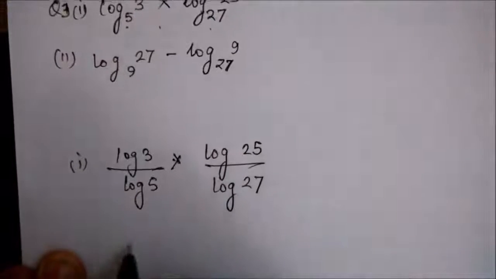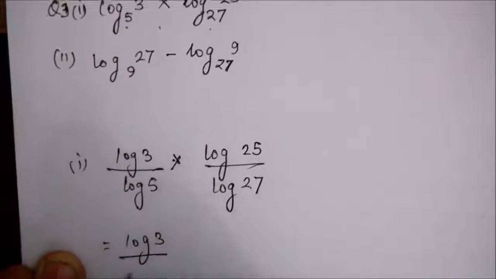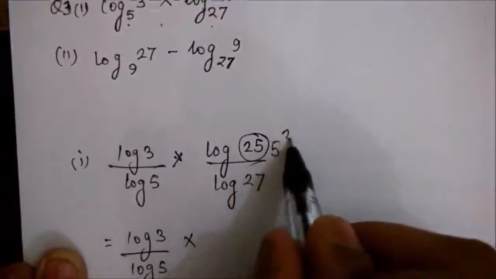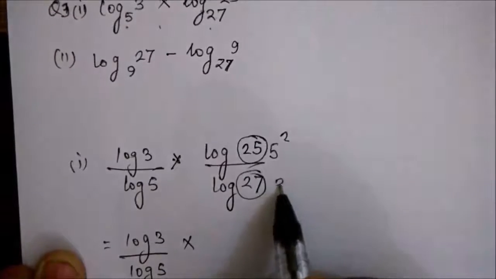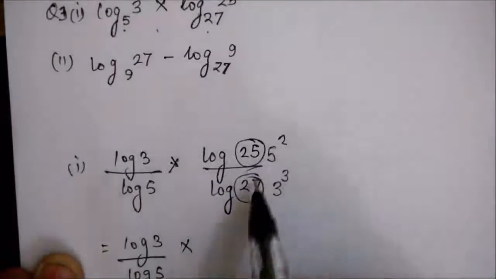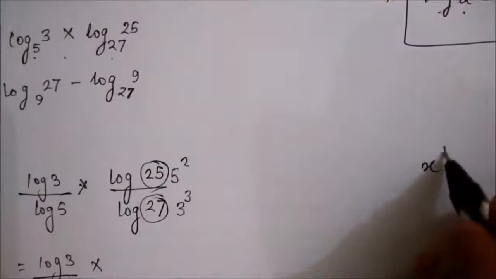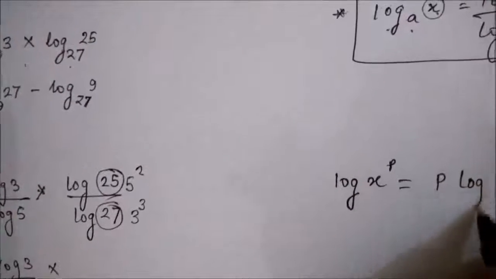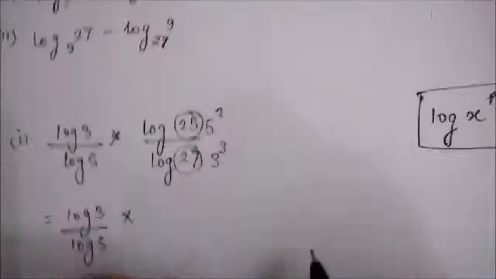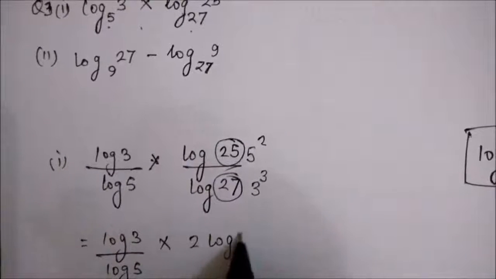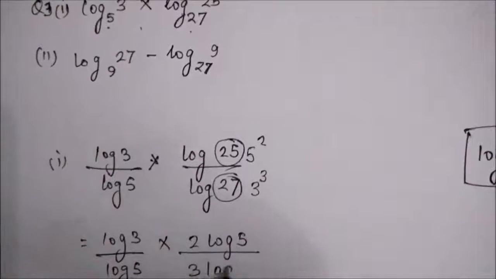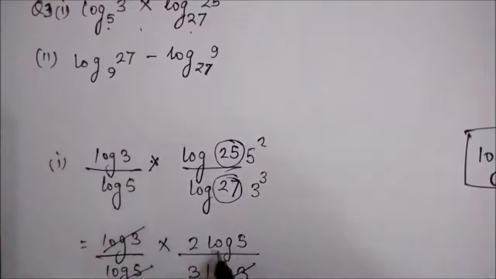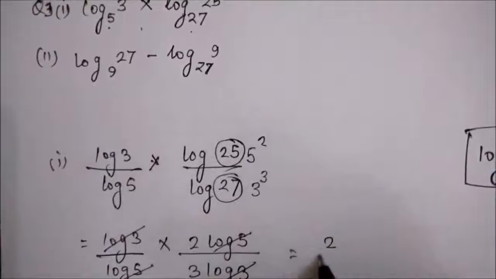This can be further written as log 3 upon log 5 into log 25, where 25 can be written as 5 square, and 27 can be written as 3 to the power 3. According to the formula, if we have log in front of x raised to p, we can write this as p log x. Using this, we get 2 log 5 upon 3 log 3. Now we can easily see that log 3 gets cancelled, and log 5 gets cancelled. So the final answer for this is 2 by 3.